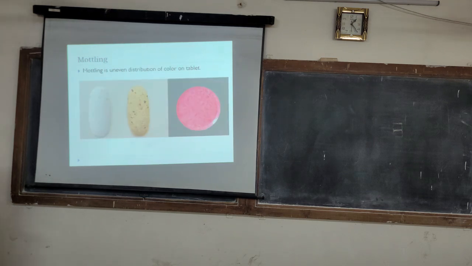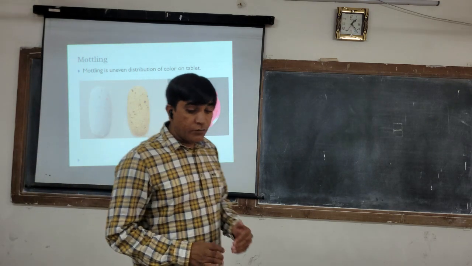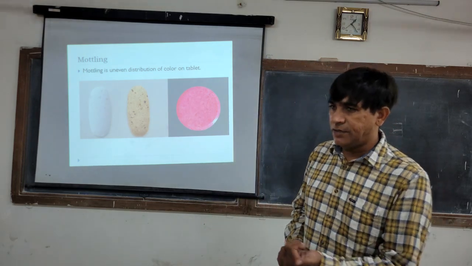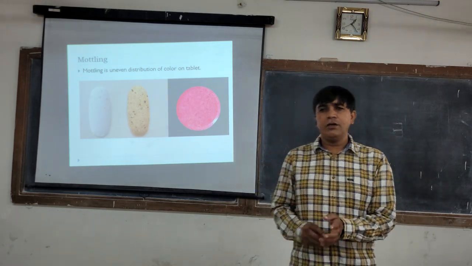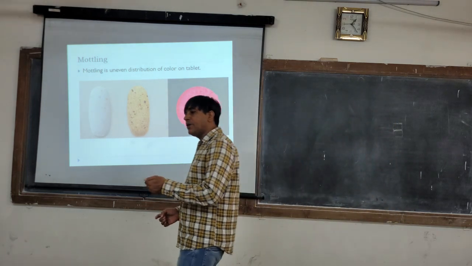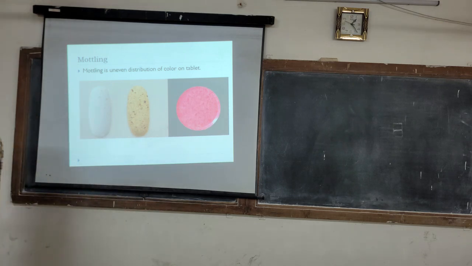Next is mottling. Mottling is uneven distribution of the colors. When we are preparing tablets which have more than one colored medicine, API, particularly for example, multivitamins, or when we are incorporating a coloring agent to mask some of the colors. In such case, there are chances of mottling, that is uneven distribution of the color.